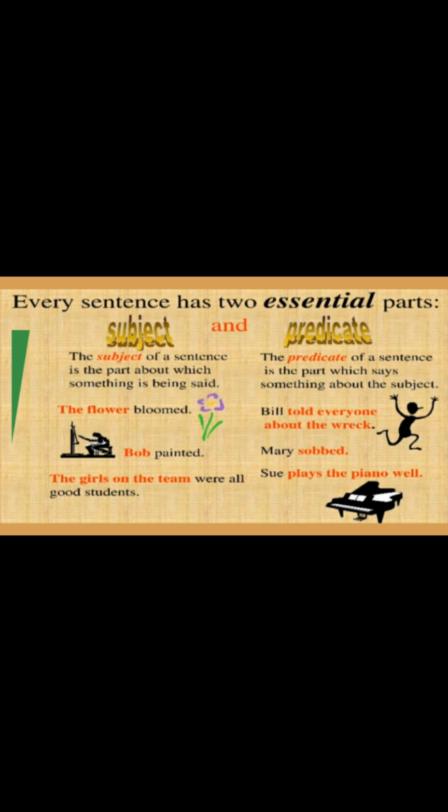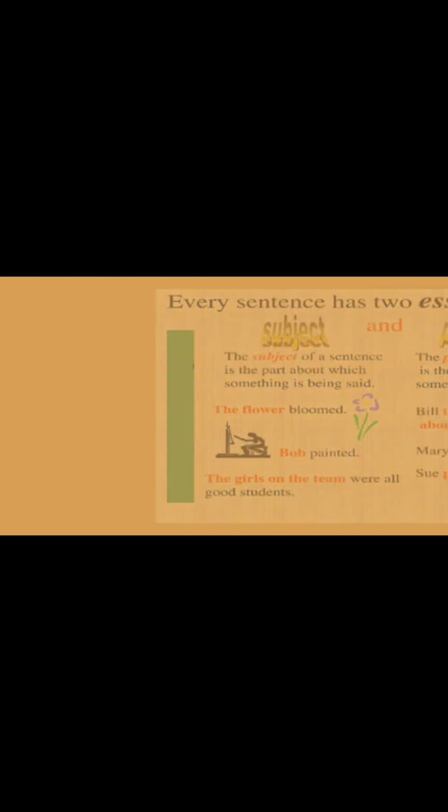Predicate. The predicate of a sentence is the part which says something about the subject. Bill told everyone about the wreck. Now, Bill is the subject and told everyone about the wreck is the predicate. Mary sobbed. Sobbed, predicate. Sue plays the piano well. Sue is the subject and plays the piano well is the predicate. Thus, we find both subject and predicate in a sentence.